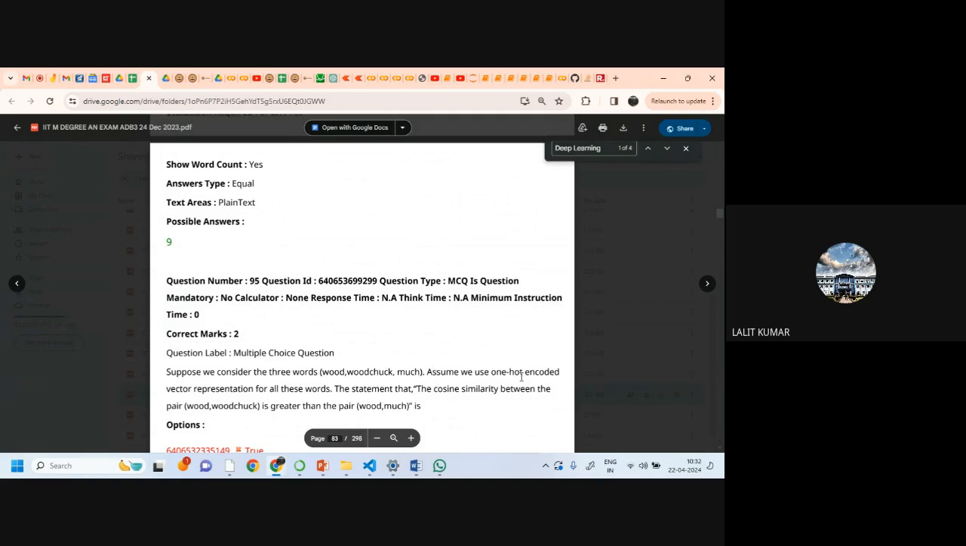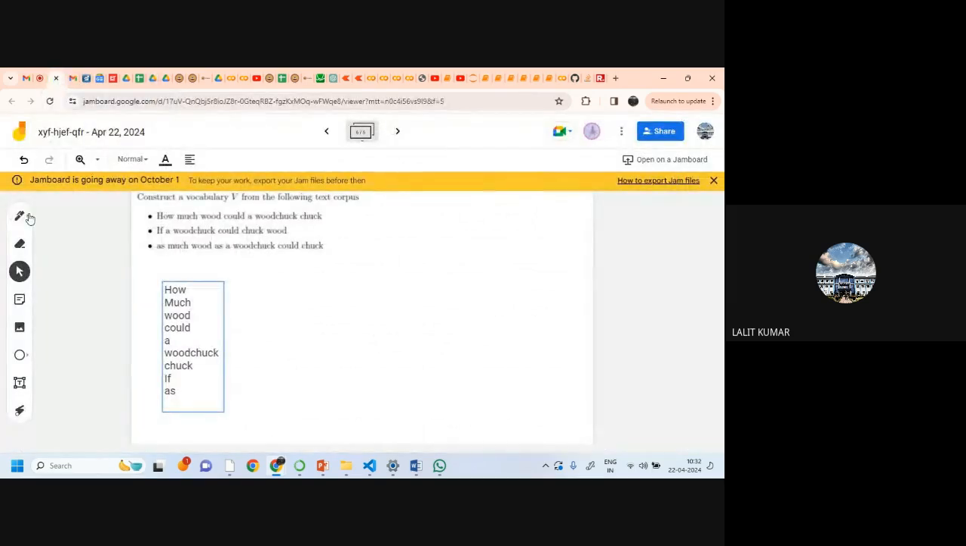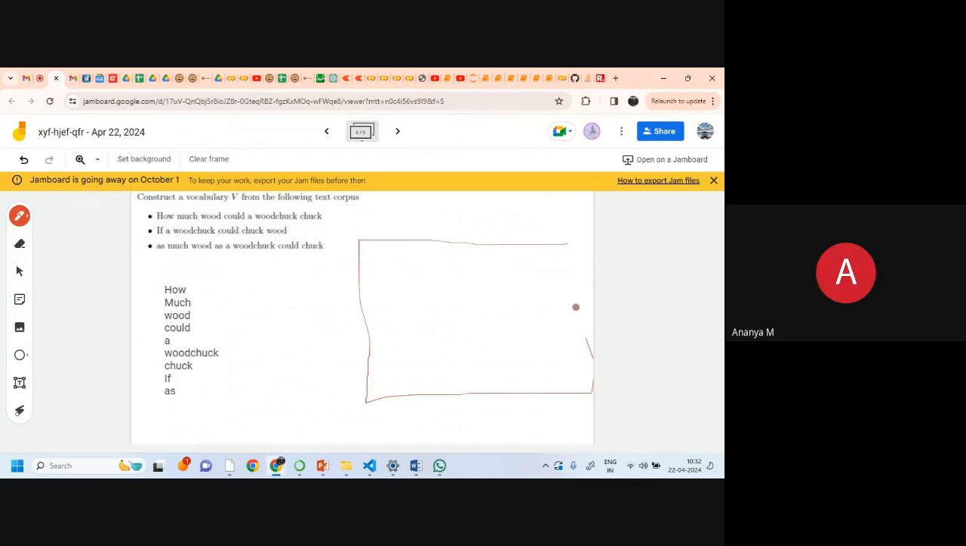Suppose we consider the three words wood, woodchuck, much. Assume that we use one-hot encoded vector representations for all these words. The statement that the cosine similarity between the pair wood and woodchuck is greater than the pair wood and much: is it true or false? It's false, no? Because for one-hot encoding, all the angles between all the vectors will be the same. So the dot product will be the same and the angles are the same. Yeah, very nice.